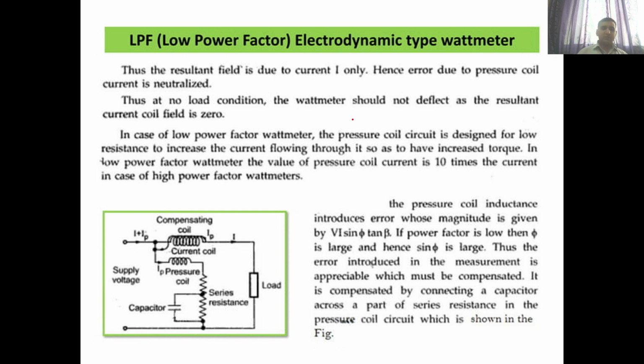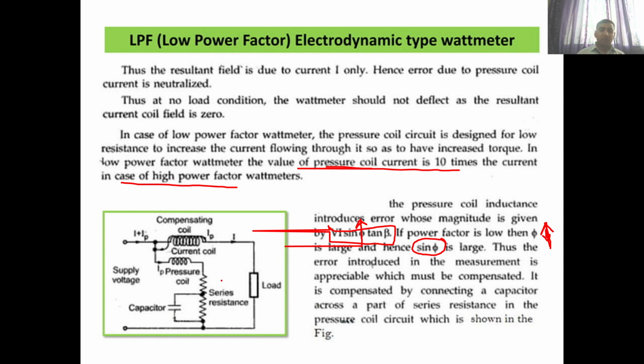As we know, during low power factor, the pressure coil is designed to have a low resistance to increase the current flowing through it and increase the deflecting torque. So the pressure coil in low power factor measurement carries a current 10 times that of high power factor measurement devices. As the power factor is low, the pressure coil inductance error increases by this formula, VI sin phi tan beta, which we discussed in the previous segment also. As the power factor is low, phi should be very high. As phi is high, sin phi is very large, and it introduces a great error in our measurement of power.